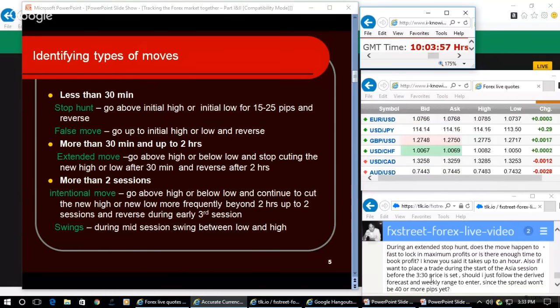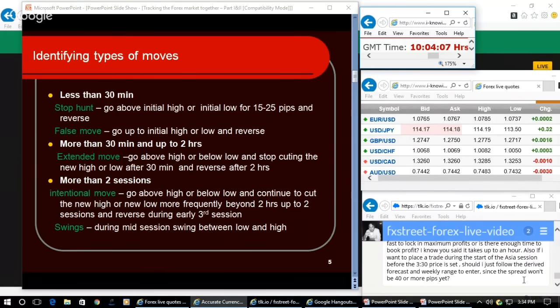Also, if I want to place a trade during the start of the Asian session, before 3:30 GMT, should I just follow the derived forecast or weekly range to enter, since the spread won't be 40 pips? Yeah, if you are able to get the derived forecast, you can follow it. And if you want to follow the market reading, then wait for the 40 pip spread to happen and then take the position. And during this month of December and January, the market is going to give only swing trade opportunities. When euro gains for 2 days, don't think that it will gain for one more day.